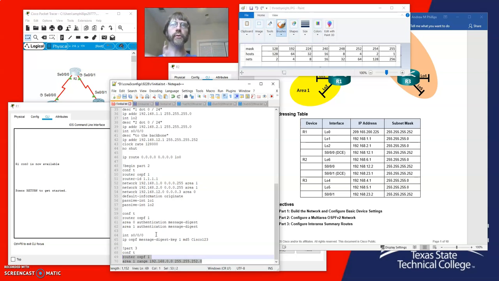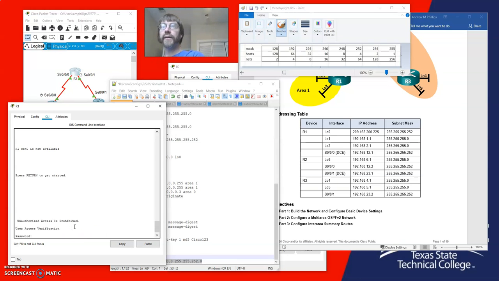So say, for example, when I put in my MD5 authentication stuff, I broke the network. It had to restart, reconverge, boom. This isn't changing that. So I'm not going to break my neighbor relationships, but it is going to change how much information these areas pass around between each other.